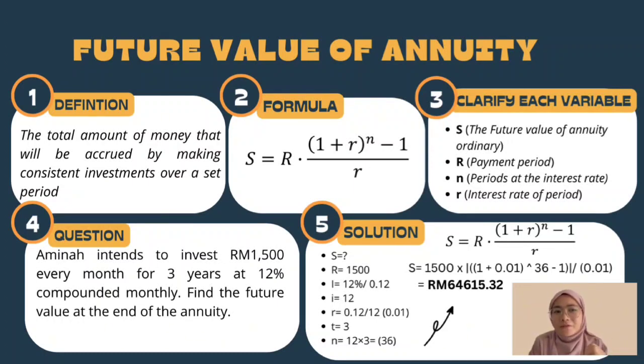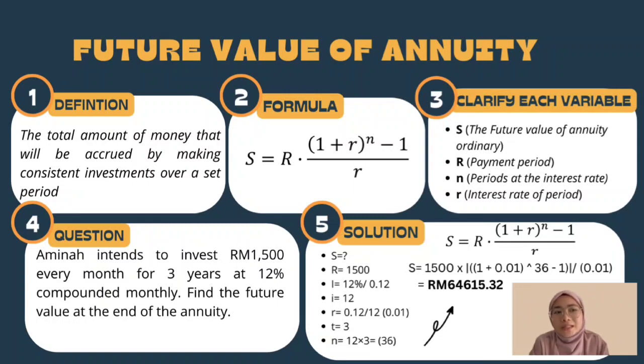So what are the meanings of the terms in this formula? Before this, for the present value of annuity we used A, but for the future value of annuity, we use S. So S stands for the future value of an ordinary annuity, and there are two R's, which are capital R and little r. Capital R stands for the payment per period, or series of payments, and little r stands for the interest rate per period, and the last, n, stands for the number of periods at the interest rate.